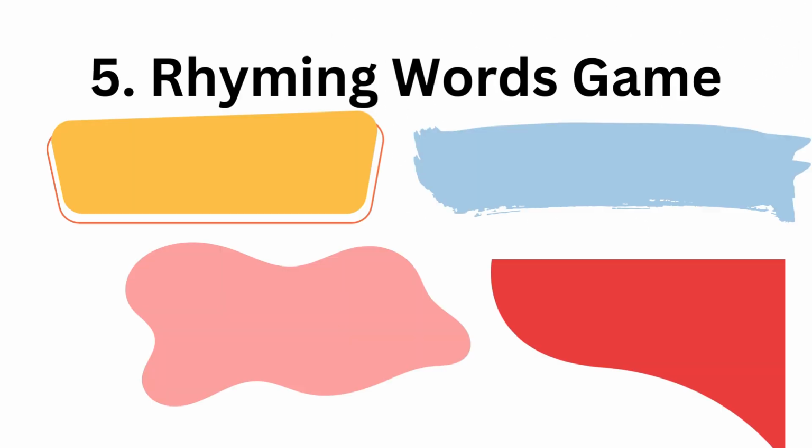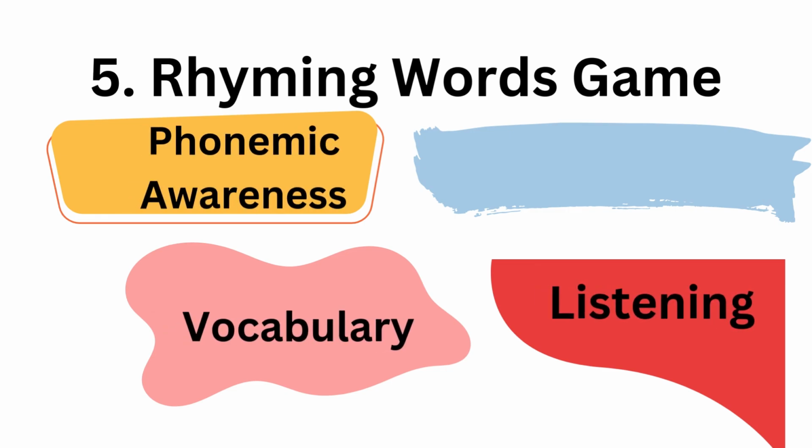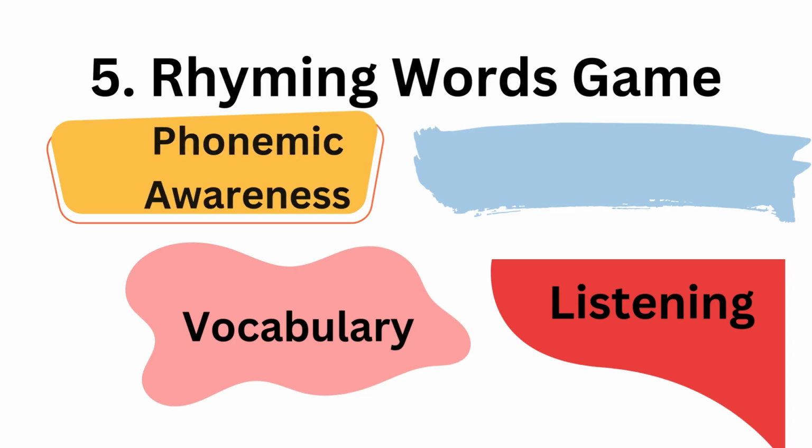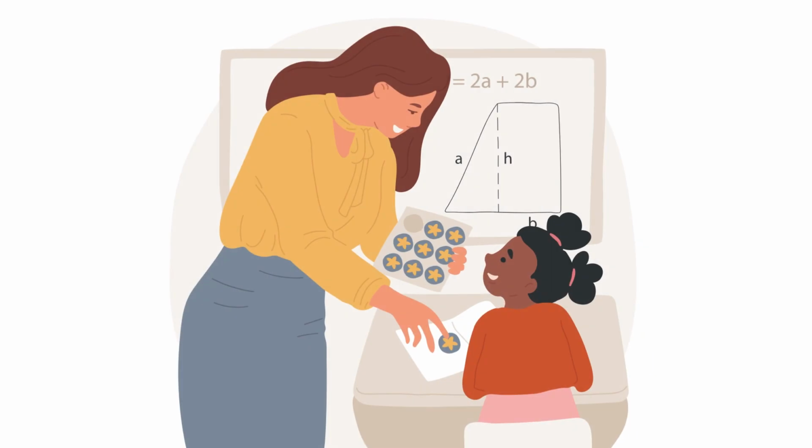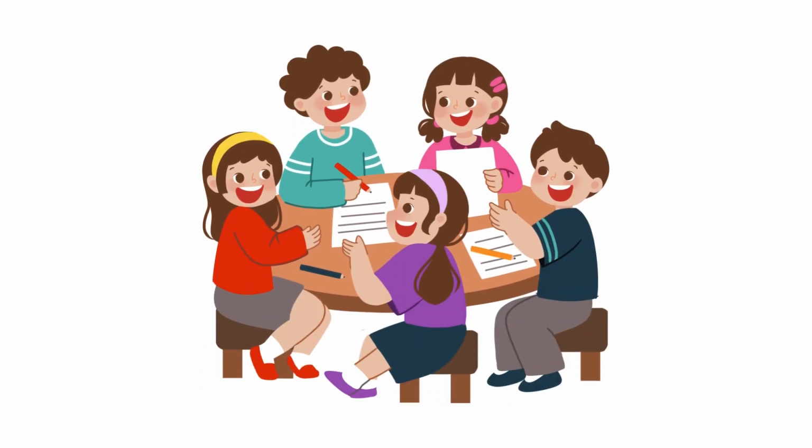The next game is the rhyming words game. The skills a student learns are phonemic awareness, vocabulary expansion, and listening skills. The things you will need are flashcards, a timer, a whiteboard, a basket, and you can even give students small rewards or treats for motivation.